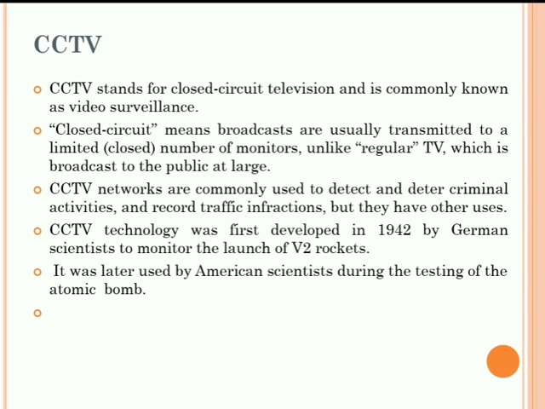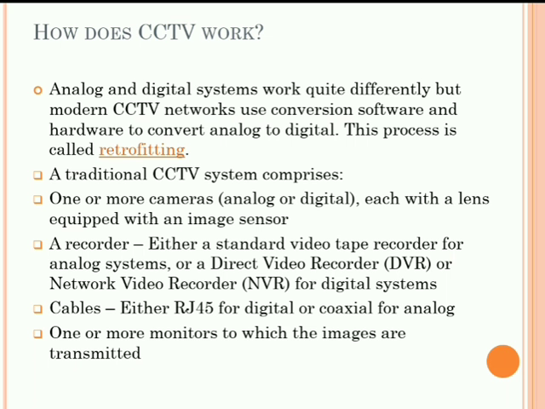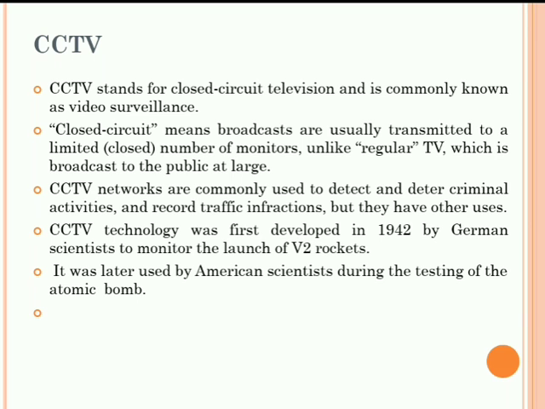CCTV technology was first developed in 1942 by a German scientist to monitor the launch of the V2 rocket. It was later used by American scientists during the testing of the atomic bomb. This is how CCTV was invented. Okay, getting the concept of CCTV: it is a closed circuit television. It is used for limited users, not as television broadcasters.